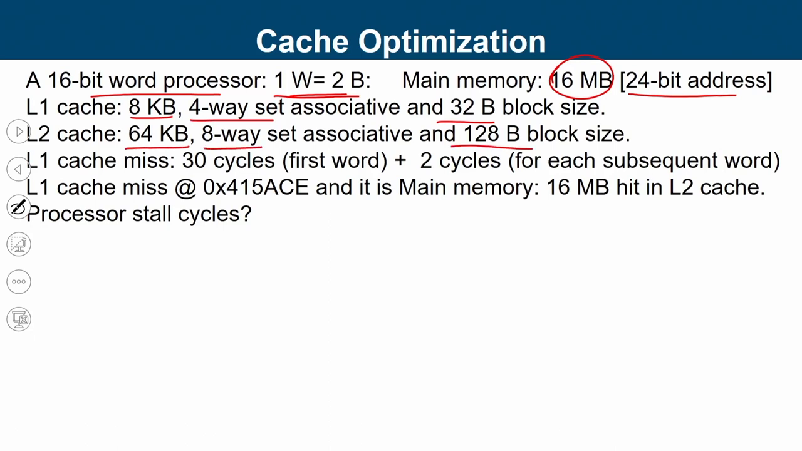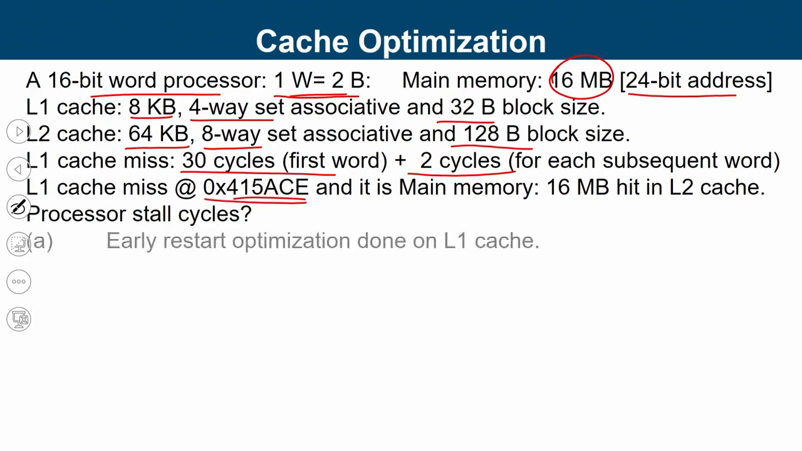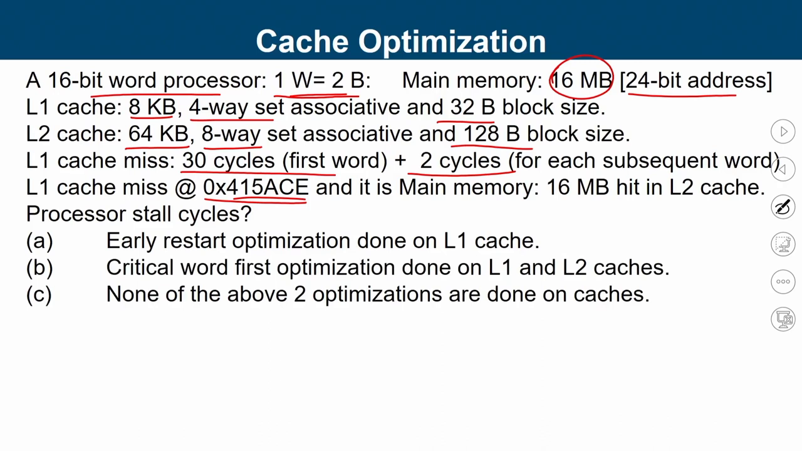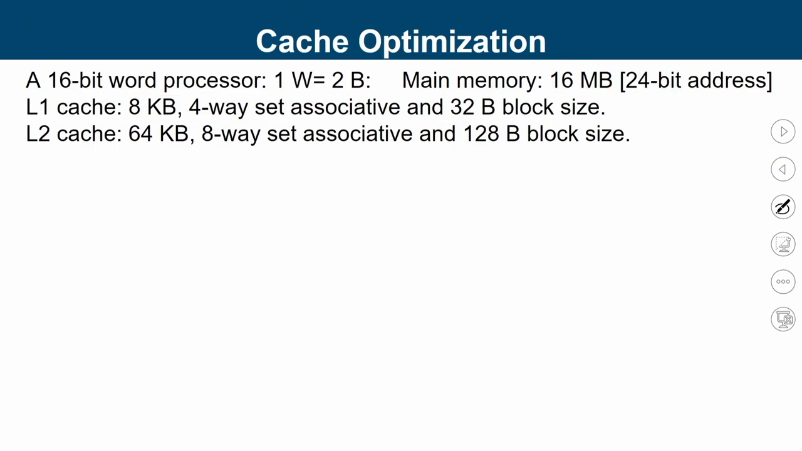So, we have to find the split up of the tag, the set index and the offset in both these cases. Now, for the L1 cache, whenever there is a miss, the first word will take 30 cycles and thereafter 2 cycles each for subsequent words. So, this is the address that we have missed. The question is about how much is the processor stall cycles. So, first we will see early restart optimization done on L1 cache, and then we will work on the critical word first optimization, and third we will look into a case where none of the optimizations are done. So, with this background, let us try.